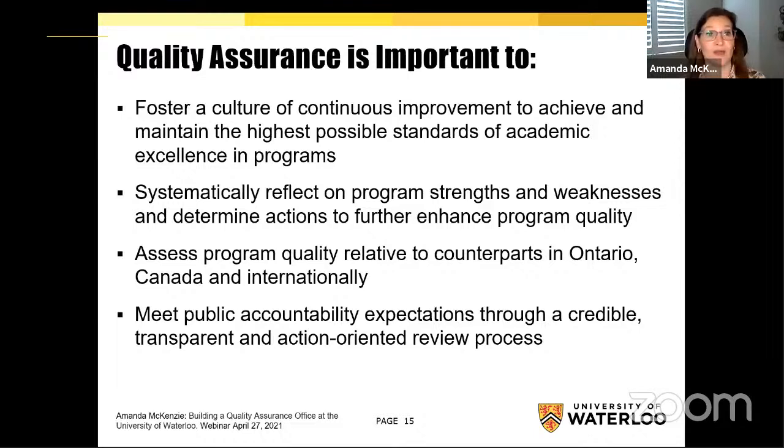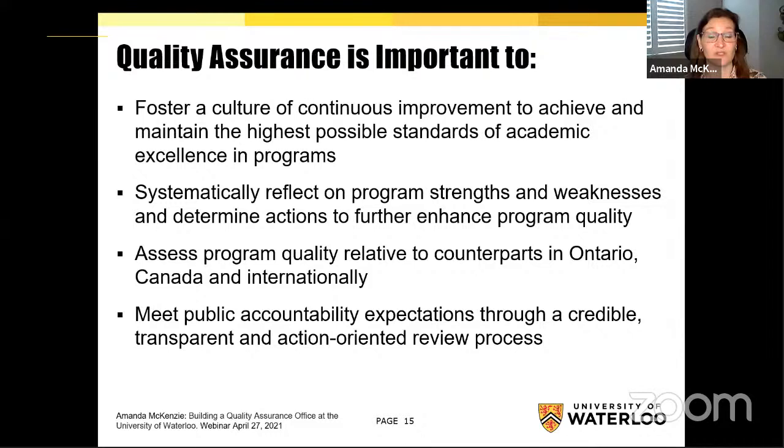So the reason why we do quality assurance and review these things is to make sure that we're always providing the most up-to-date and recent teaching and learning and research in our degree programs. And we want to maintain a culture of continuous improvement and have high standards. So we systematically reflect on what we do well, what we don't do well, and where we can improve going forward.